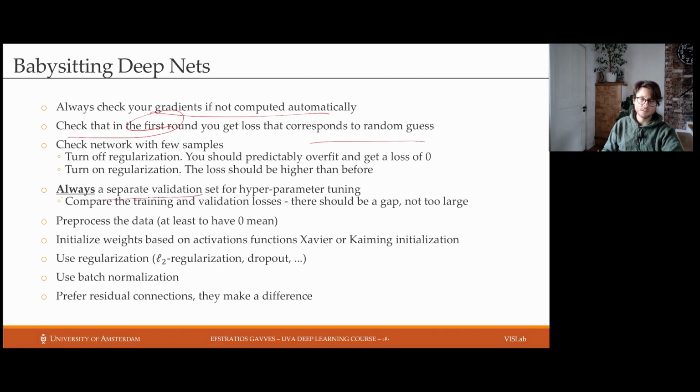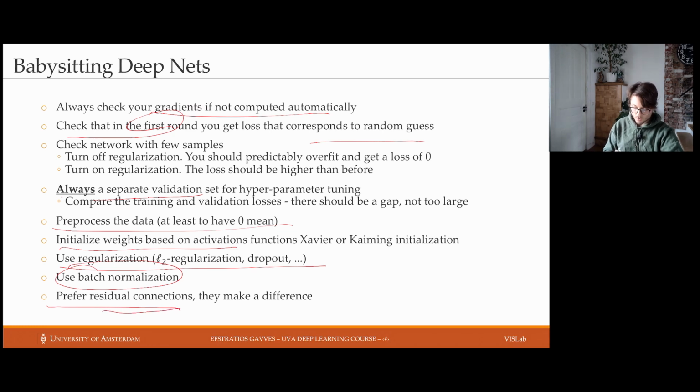Always keep a separate validation set such that you can do early stopping, and also you can select hyperparameters. Pre-process your data such that we've got centered activations. Initialize your weights based on your activation function, so be careful of the initialization. Use regularization techniques wherever possible. Batch normalization in practice is very crucial, especially with very deep networks and with complicated architectures. And last, I would recommend that you use residual connections whenever possible.